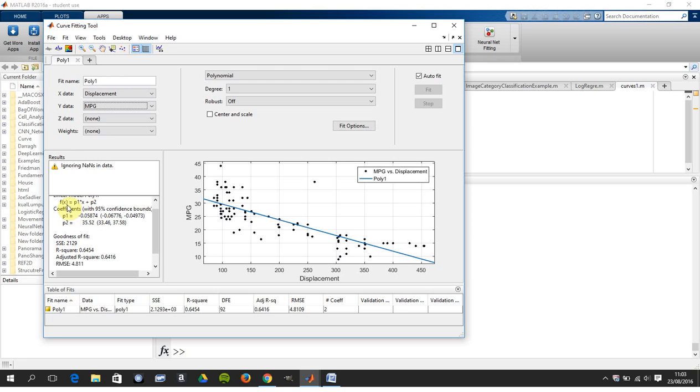So y, the f of x, MPG is P1 minus 0.05874 times x, the displacement, plus P2, and P2 is 35.52. If you went back, you would see it would hit the y-axis at 35.52.